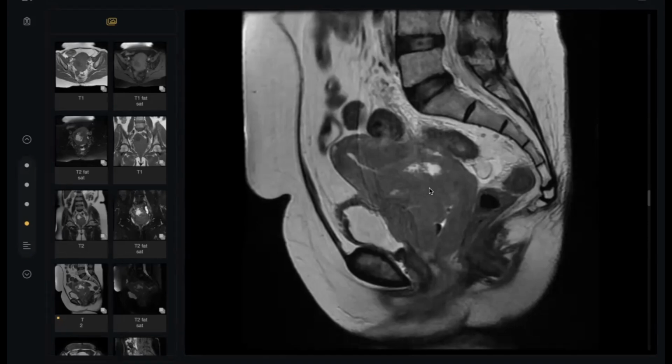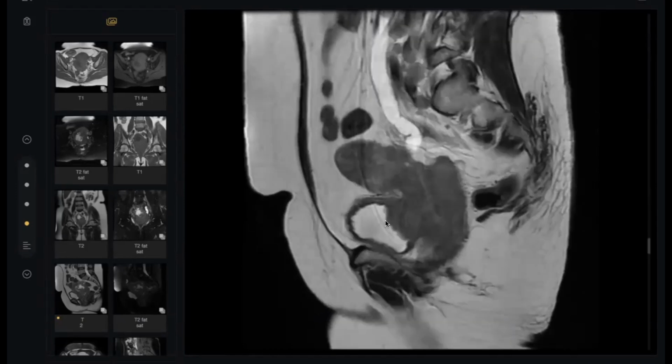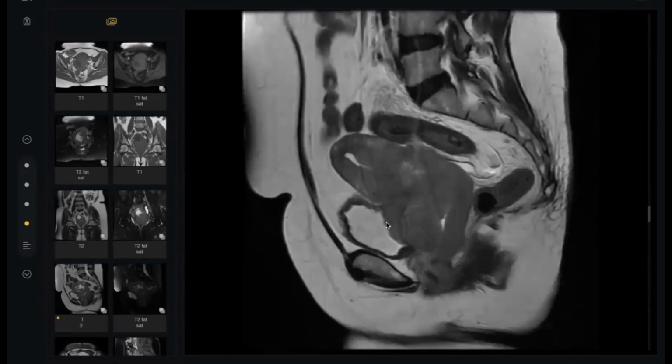What is the stage? I would say stage 4. Okay, and what about the bladder? It seems compressed posteriorly, and there seems to be some invasion by the cervical mass. So what's your final classification, please? I believe it would be stage 4. I don't know if it's A or B. Okay, so this is stage 4. Okay, thank you, doctor.